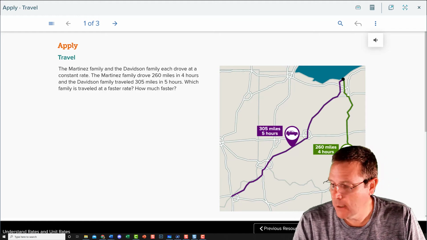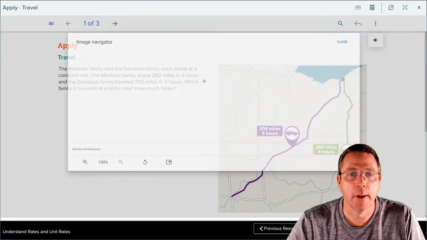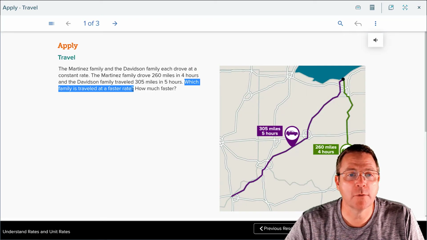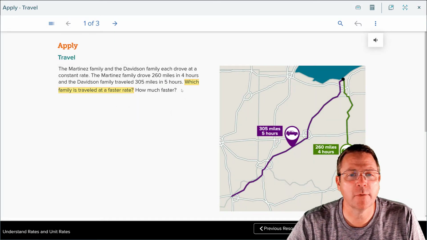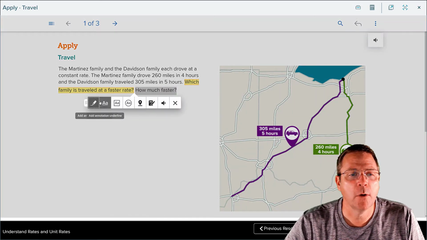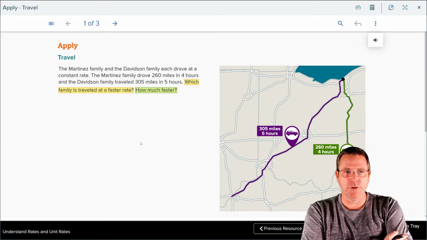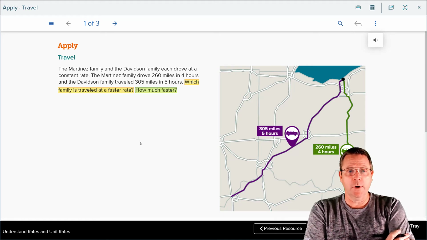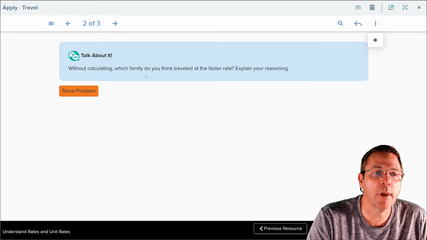Did you catch that? You actually have 2 questions. You've got to be able to answer it. The first question is right here. Which family is traveling at a faster rate? The second question is right here where they want to know, all right, how much faster are they traveling at? That means your final answer has to have 2 questions. You pause the recording and work through this problem to give you a little bit of a leg up.